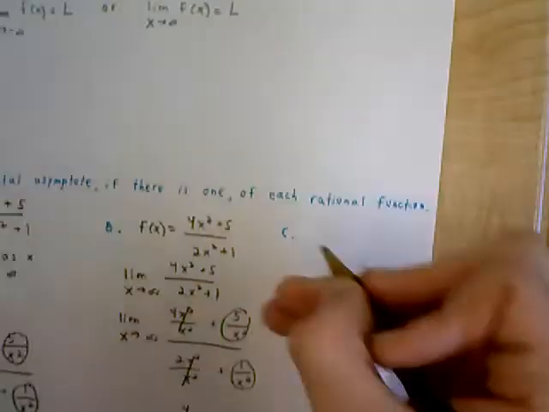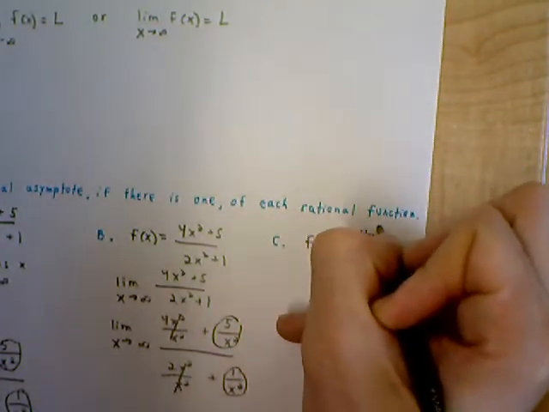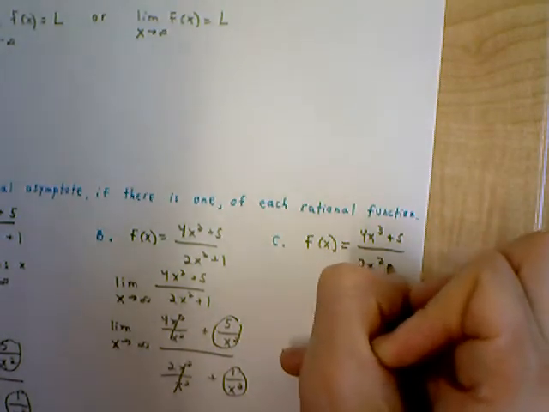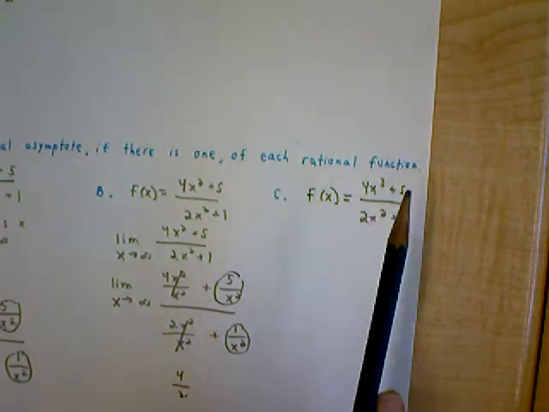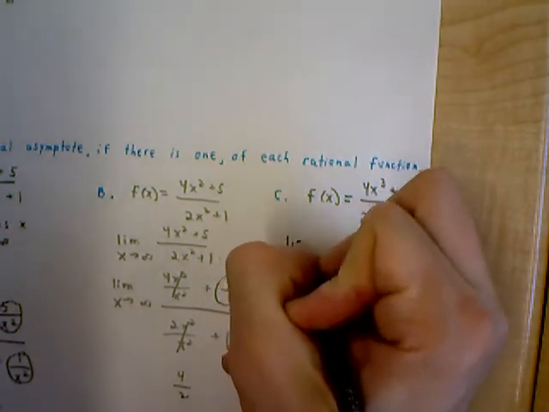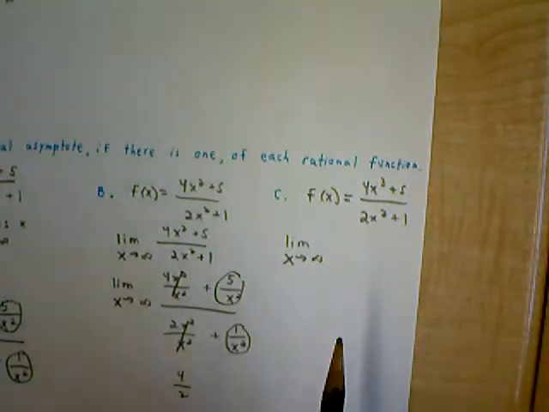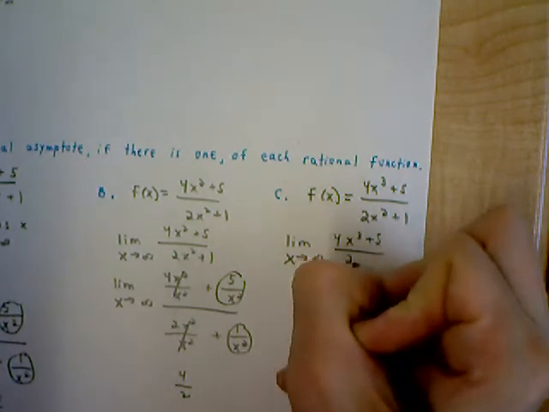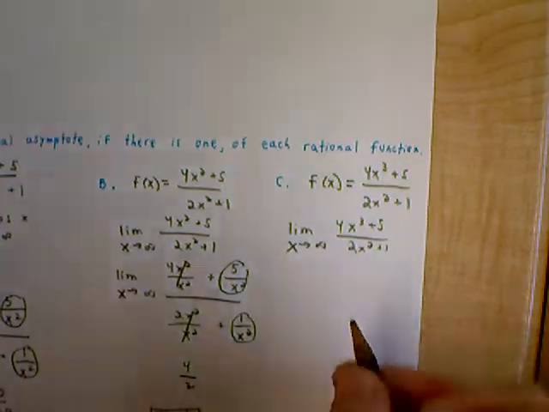Let's do our last one. We have f of x equals 4x cubed plus 5 over 2x squared plus 1. Look for the largest degree, that's 3 this time. I'm going to take the limit as x approaches infinity of 4x cubed plus 5 over 2x squared plus 1, and divide all the terms by that highest degree.